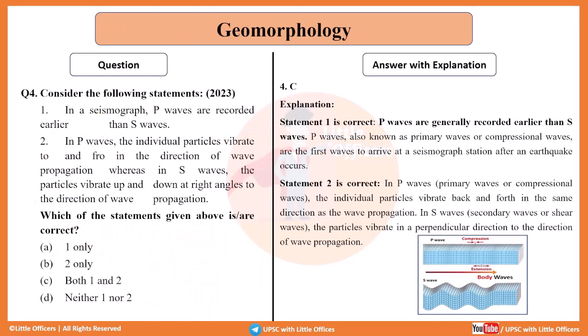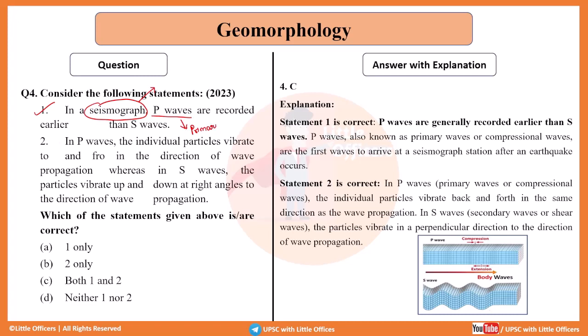Next, consider the following statements. In a seismograph, which is an instrument to measure seismic waves or earthquake waves, P waves are recorded earlier than the S wave. Absolutely true, because from the name itself, P waves means primary waves.